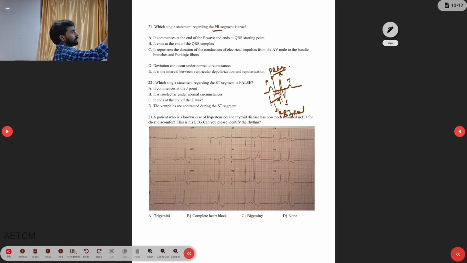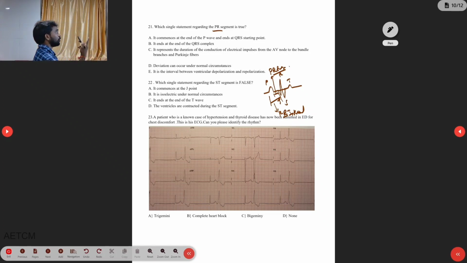Okay, this is the clarification that you need. Usually the PR segment should be in an isoelectric line with the ST segment. If it is elevated, then we will call it ST segment elevation MI. If it is depressed, we can say it is non-ST segment elevation MI. So this is the thing.